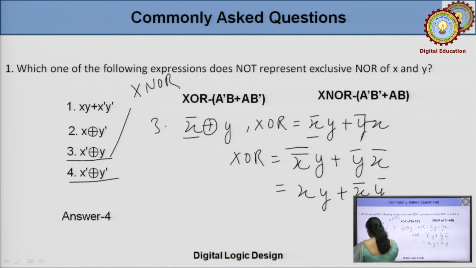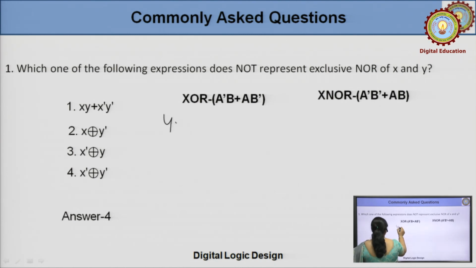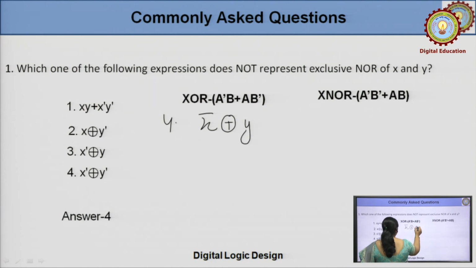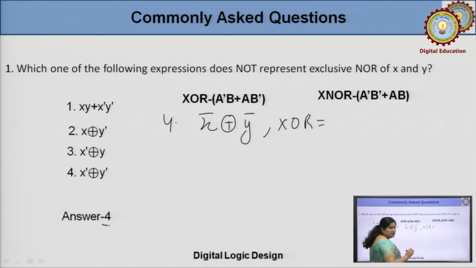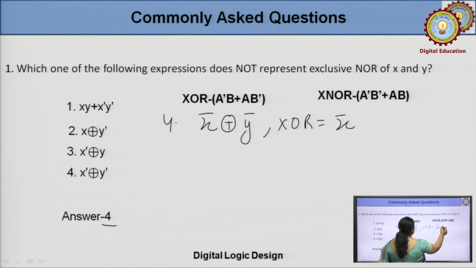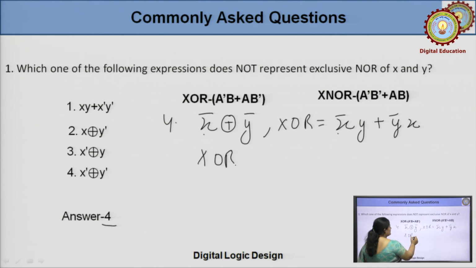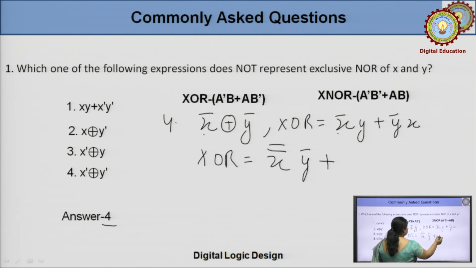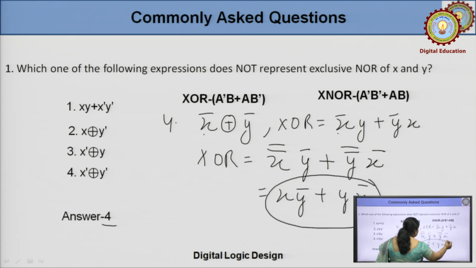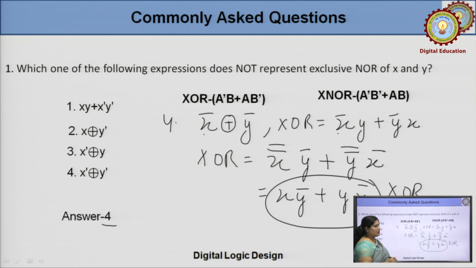But in the fourth option, what is the fourth? X bar XOR Y bar. So what is XOR? XOR is X bar Y plus Y bar X, and put the value of X as X bar and Y as Y bar. So it becomes X bar bar Y bar plus Y bar bar X bar. So it is X Y bar plus Y X bar. So it is XOR rather than XNOR. So the correct option is 4, right?